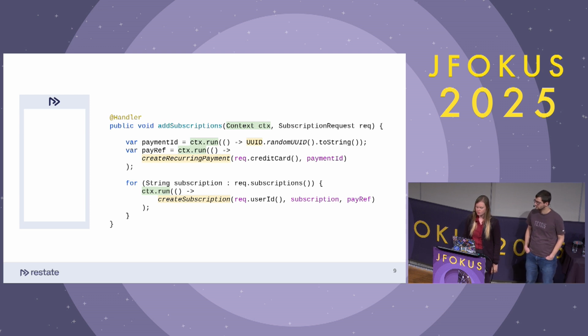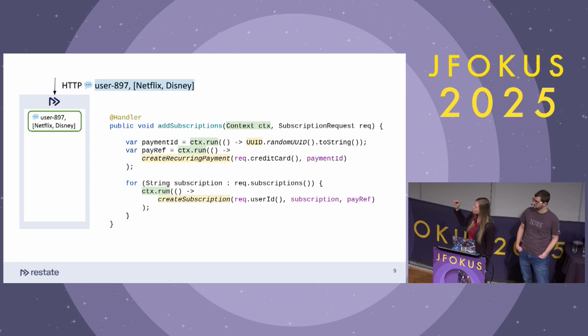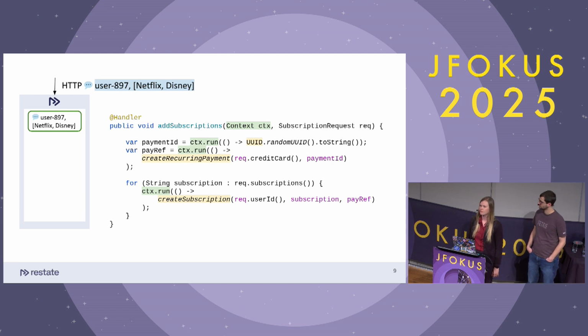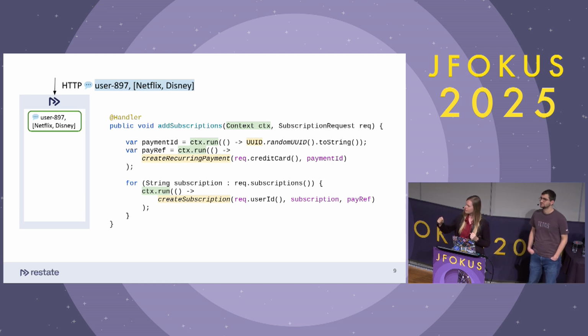And so what happens when we get a request to this function is that it gets proxied via Restate. The Restate server then writes down that this request took place. So in this case, user 897 wants to add Netflix and Disney. And from the second it's in that log, it's basically persisted, like it would be if it were a message in a message broker. And from that second on, Restate guarantees that it will make sure the code runs to completion.